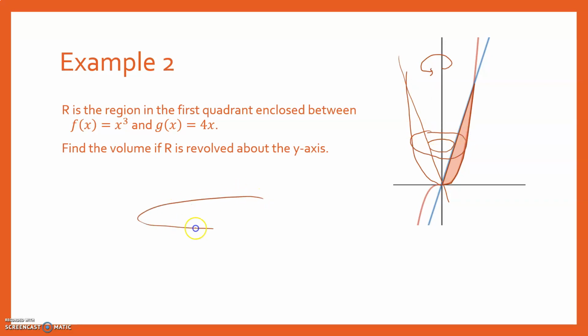Each one of these washers is going to have a thickness of dy, and the inside radius is going to be the x-coordinate of the linear function. The linear function is defined as y equals 4x, so if we want to talk about the x-coordinate, we would say that's y over 4.